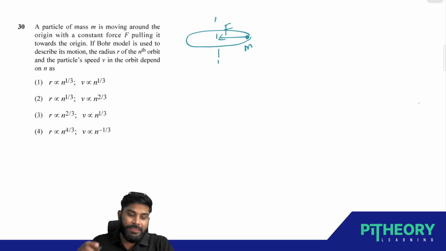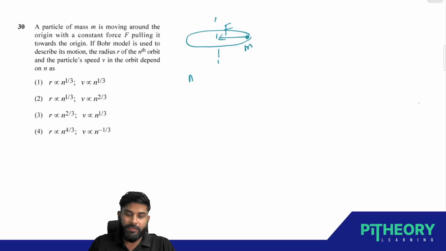If Bohr model is used to describe its motion, the radius r of the nth orbit and particle speed v in the orbit depends on n how? Okay. So how can we do this? We apply Bohr's quantization principle and we also apply the centripetal force relation. This force is providing the required centripetal force for the particle to be in circular motion.